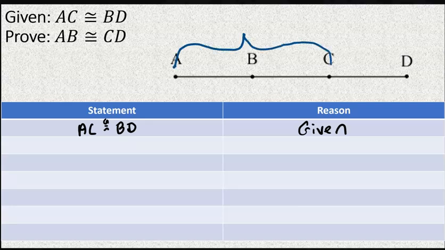So what I could do is I can add AB and BC together. I can also add CD and BC together. Then what I could do is remove this BC here, forcing AB and CD to be the same. So let's take a look.